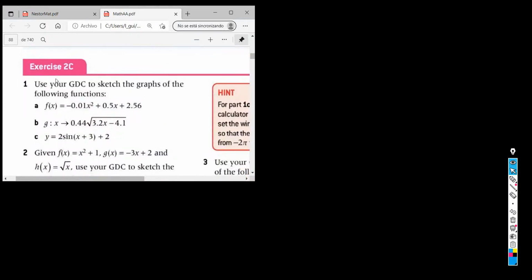Okay, exercise 2C, problem number 2 and number 3. Those were the ones that were selected. So given this function f of x equals x squared plus 1 and g of x equals minus 3x plus 2 and h of x equals the square root of x, use your graphical display calculator to sketch the graphs of the following: A, B, C, and D. Okay, I'm just gonna show you one of these. If you understand one, you can pretty much do the others.